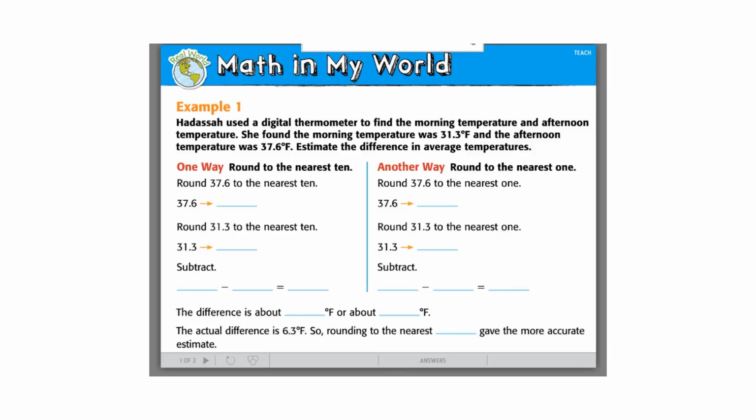So if you want to round to the nearest 10, you would underline the 3 in both of those. Look to the right. And in this case, the 37 would change to a 40. And the 31 would be a 30. So if we subtract that, we would get 10.